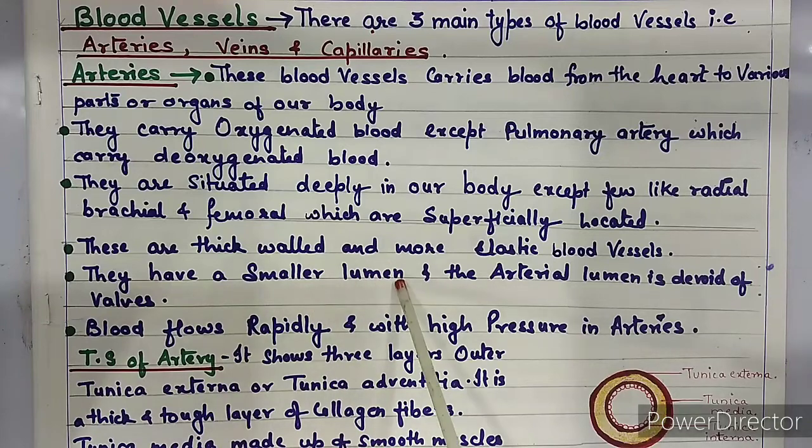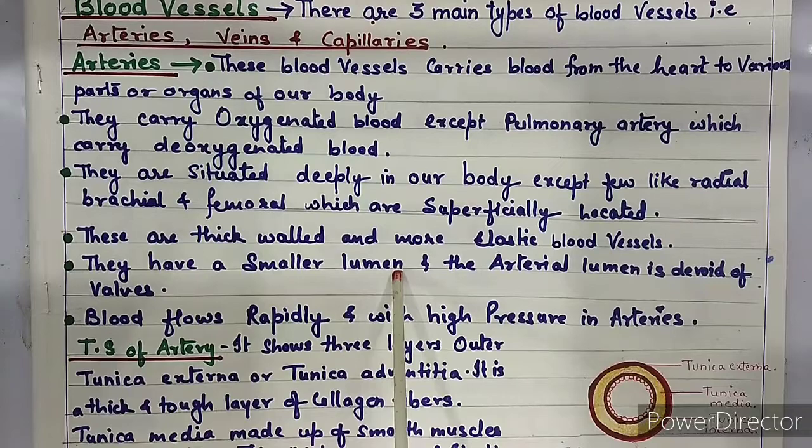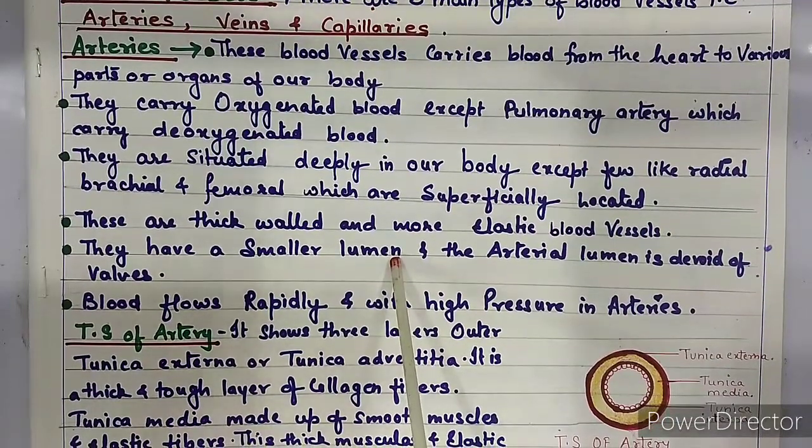They have a smaller lumen. You know children, the space which is present in the blood vessels for the flow of blood is called the lumen.